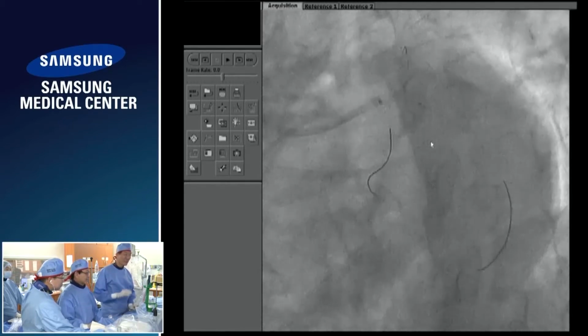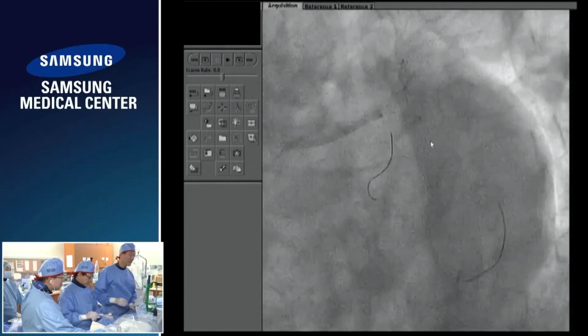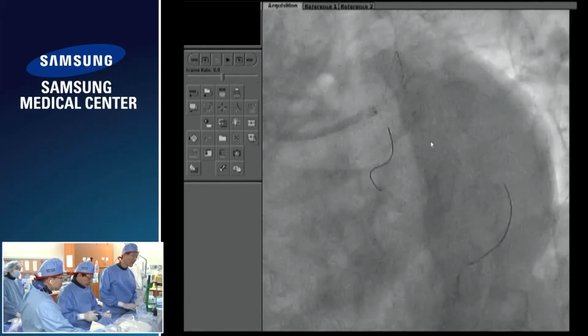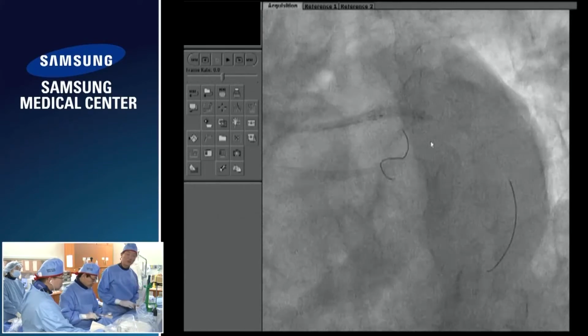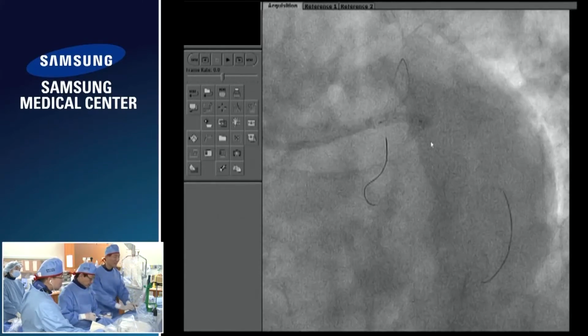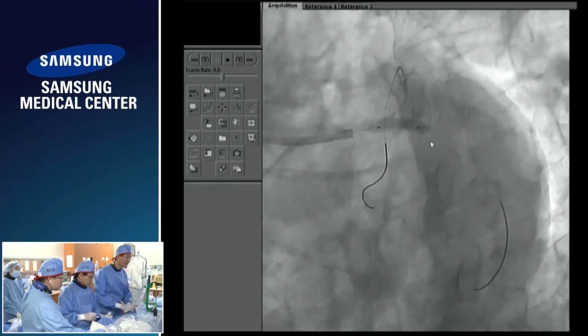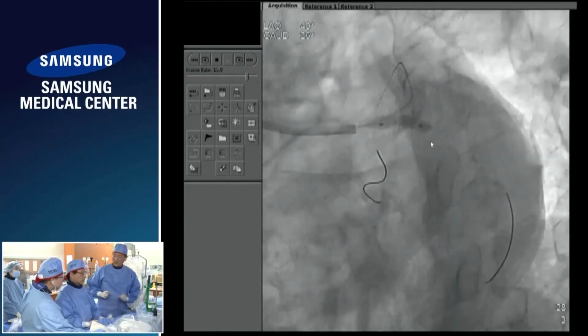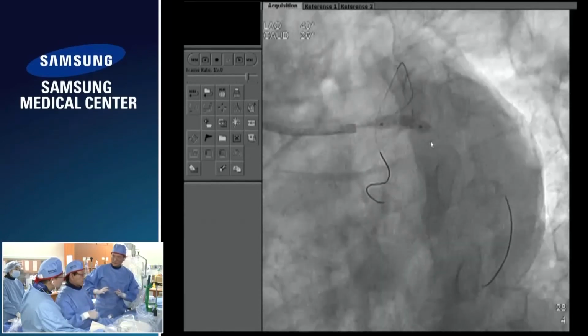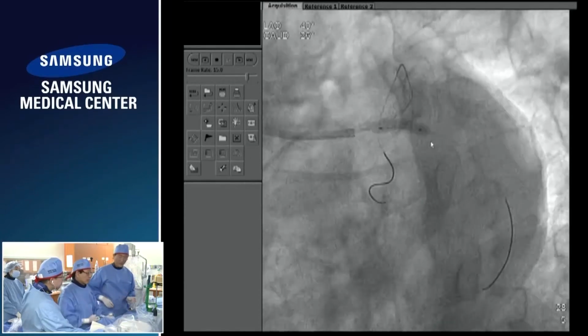Okay, inflate. Sorry about that. Inflate to 18. You can go fast until 10, then slowly. Okay, this is 16. Maintain a little bit more. Even post dilatation, I like to maintain a little bit more. 16 is slightly above the rated pressure. Deflate.